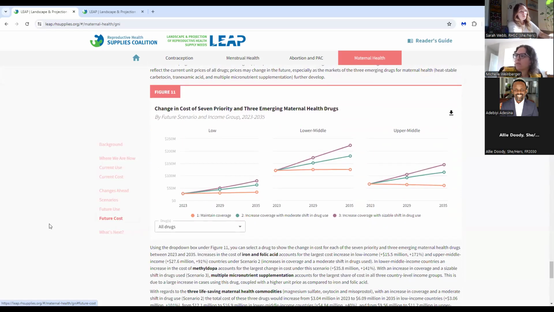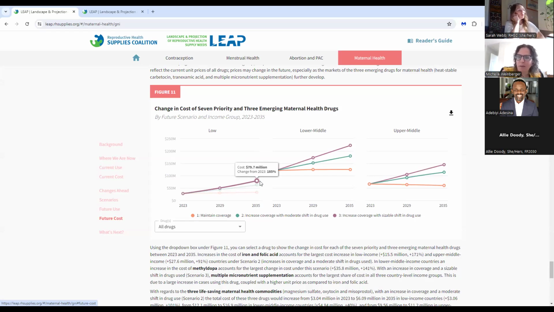So we can see, if we increase coverage without changes in drug use, that we have a pretty sizable increase in costs, going from about 28 million to 63 million, so a 125% increase with our moderate shift in drug use, and then even more sizable, up to about 80 million when we introduce that bigger change in shifts in drug use. And a lot of that is because MMS is more expensive than IFA, at least right now. So if we have a big shift from iron and folic acid to multiple micronutrient supplementation, sorry, MMS, not MMA, we would see a lot more cost associated with that.